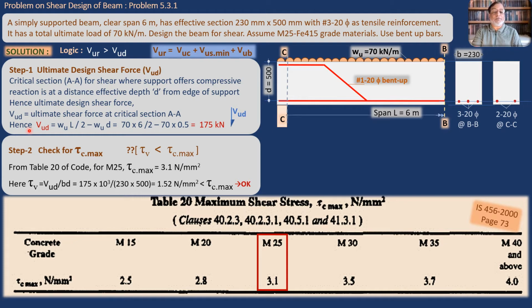Suppose in some other problem, when you calculate the value of this tau V, it happens to be greater than this tau C max. It means that your shear stress developed at the critical section is greater than the permitted stress. In that case, you have to stop the problem of shear design here itself, and go back to the flexural design of the beam and revise the design, so that finally when you come to step 2, you get this check tau V less than tau C max. So this was an important check to proceed further.